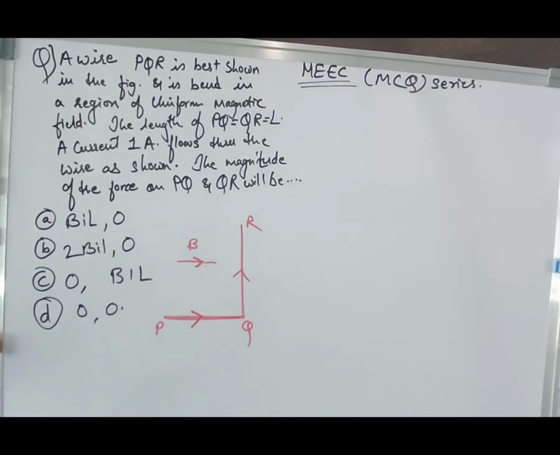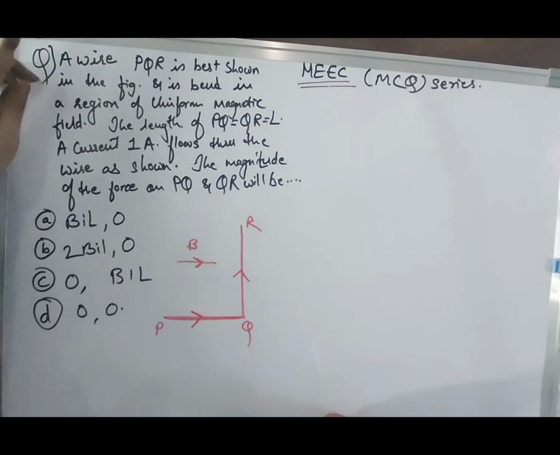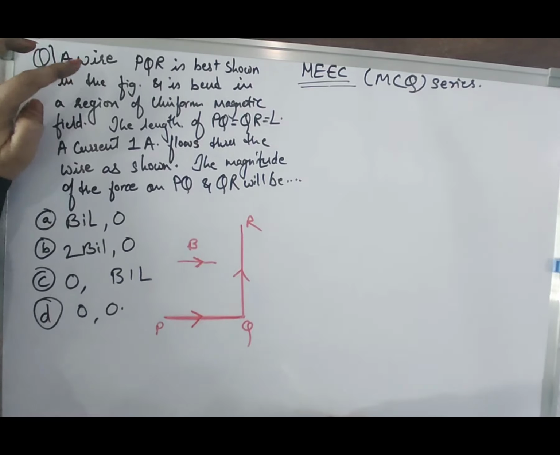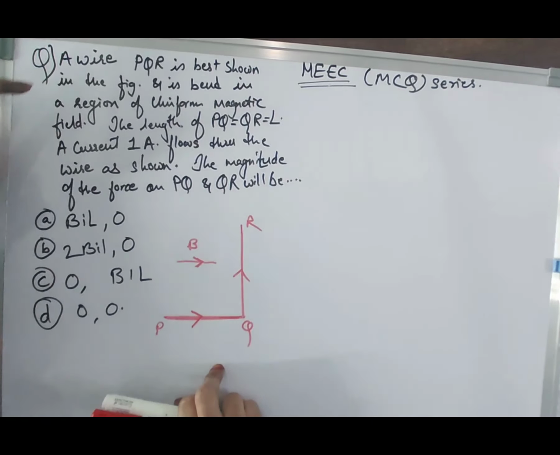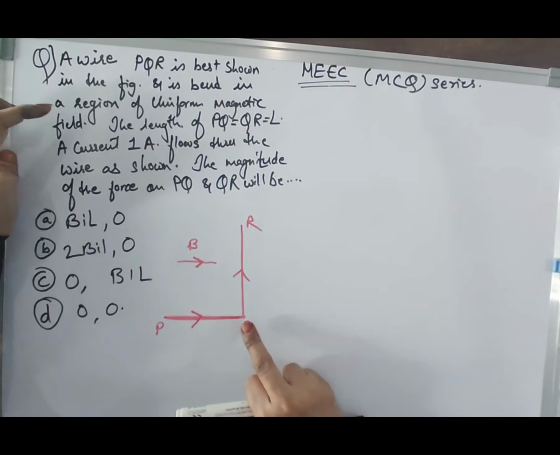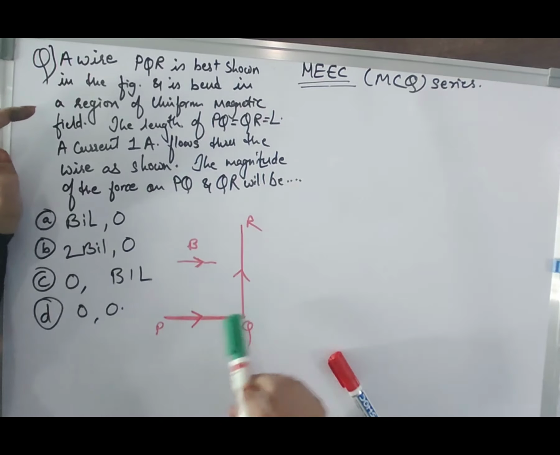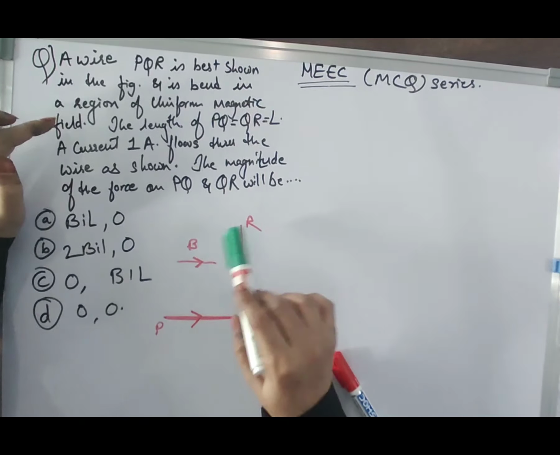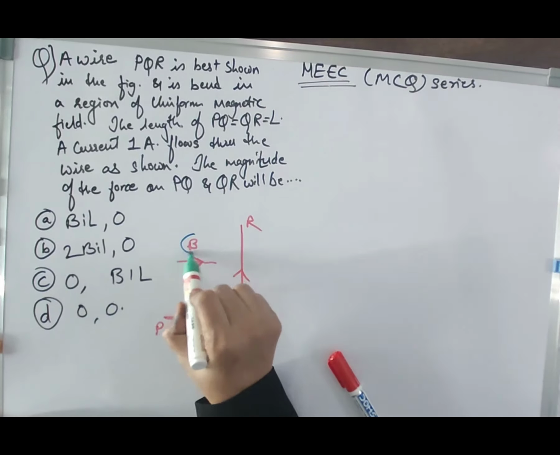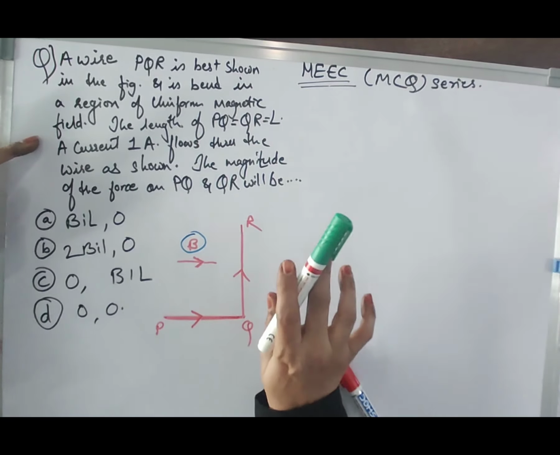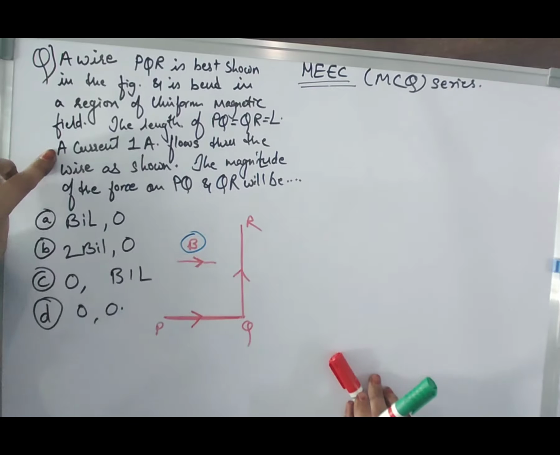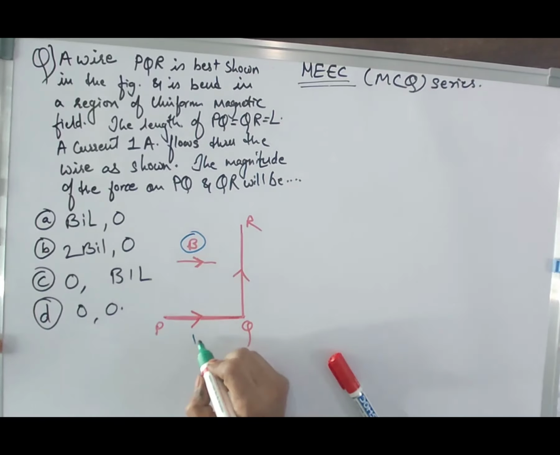Moving forward with the next MCQ. Our next MCQ says a wire PQR, as shown in this figure, is bent in the region of a uniform magnetic field. Here there is a uniform magnetic field. This indicates the magnetic field. The length of PQ and QR is equal to L. A current of 1 ampere flows here.